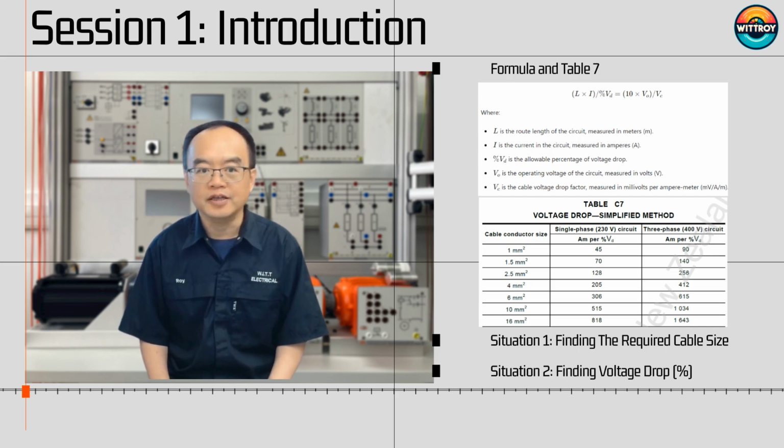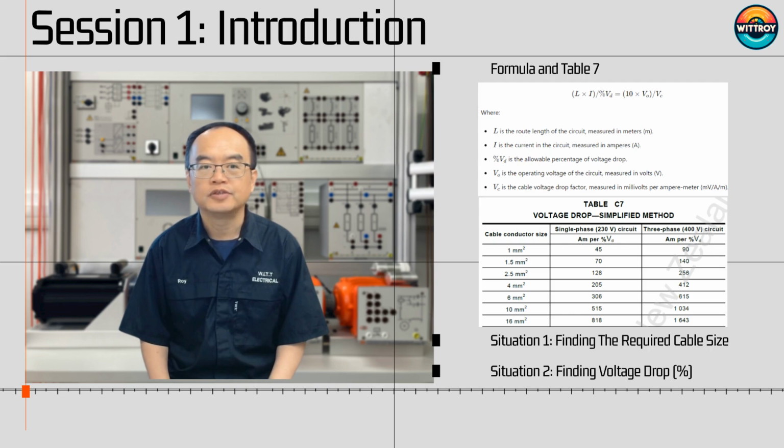L. The route length is the distance the circuit runs, measured in meters. I. The current is the amount of electrical current in the circuit, measured in amperes. Percent VD. The percentage voltage drop is the allowable reduction in voltage. VO. The operating voltage is the voltage at which the circuit operates, measured in volts. VC. The cable voltage drop factor is the voltage drop per unit length of the cable, measured in millivolts per ampere meter.